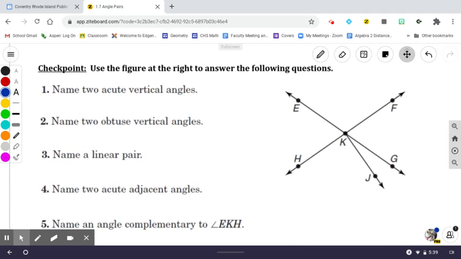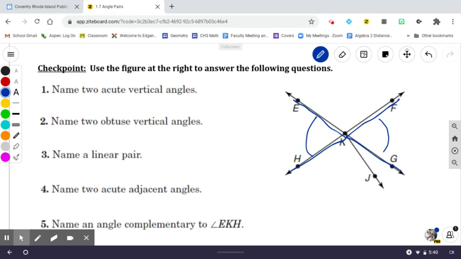Okay, so I just figured we could go through some examples. We're going to use this picture to name some different types of angles. So the first one wants two acute vertical angles. Remember that acute is less than 90 and vertical are the type that are opposite each other. So it would actually be EKH, this one here, and FKG, this one here. Those would be acute, less than 90, vertical angles. They're opposite each other and they share a vertex.